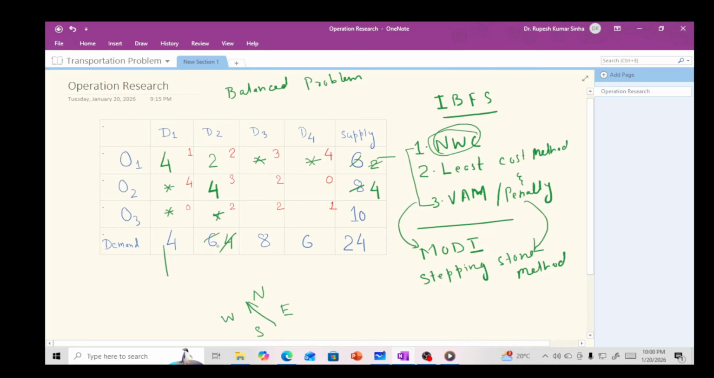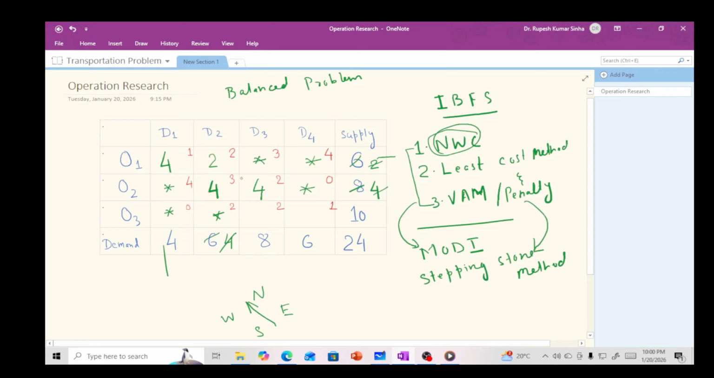So 6 was needed, 4 plus 2 is 6 we have given. So destination 2's demand is fulfilled, whereas origin 2 is now left with 4 more products. Again come to the northwest corner, which is this one. Here 8 is needed, but how much have we got? We have got only 4. We will supply 4 to it. When 4 we are supplying, this 4 is over. So now all 8, 4 plus 4, 8 has been given.